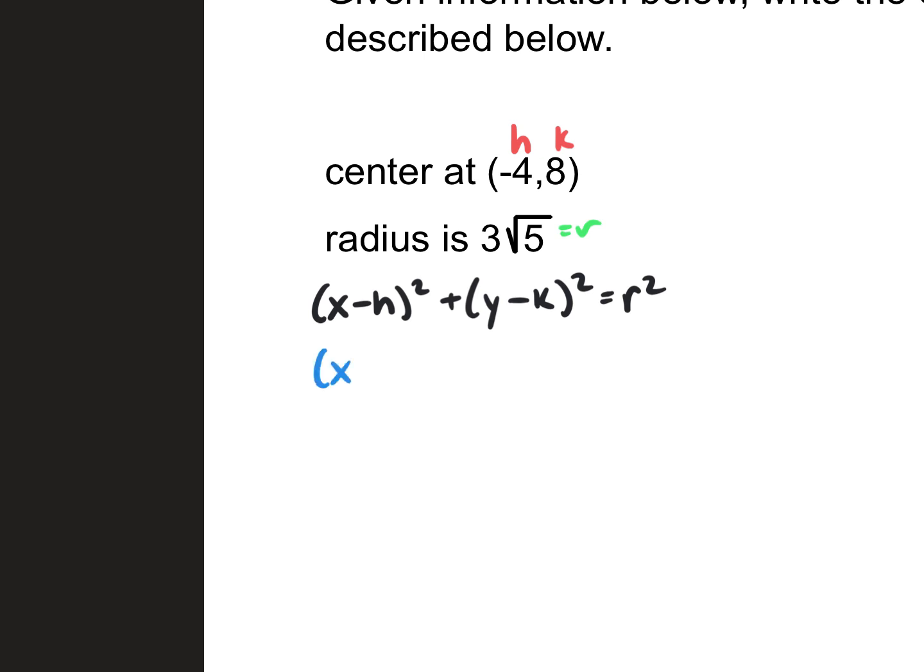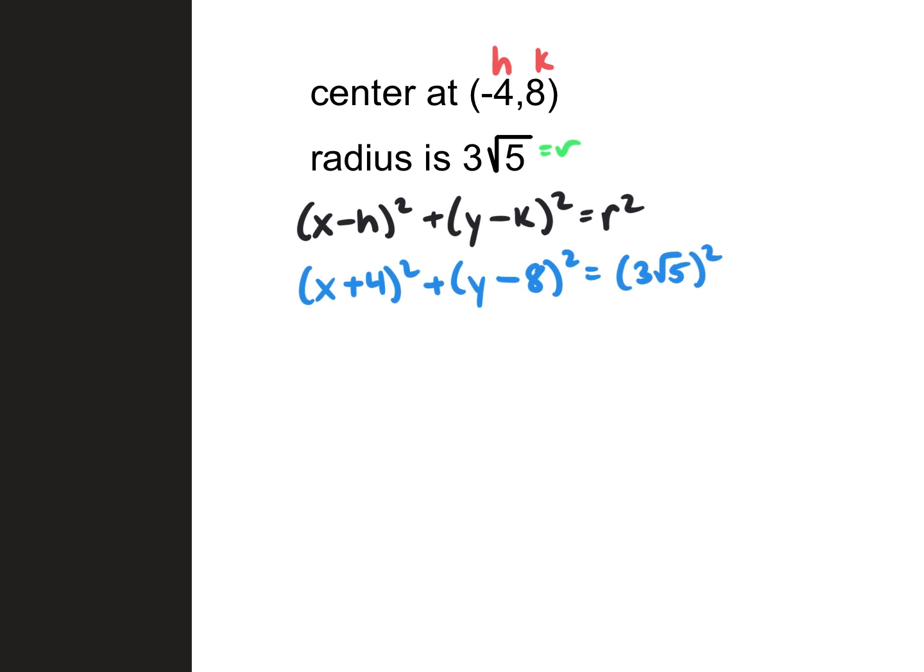If x minus h is a negative 4, that would be plus 4 inside this first parenthesis group. And plus then y minus k is 8, so y minus 8 quantity squared. And then 3 radical 5 is my radius, so I'm squaring this radical, and that over on the right-hand side would be r squared. Simplifying mostly has to do with simplifying that r squared.